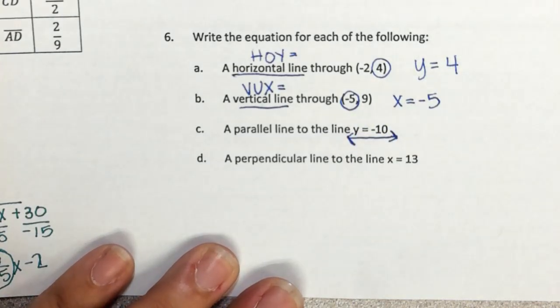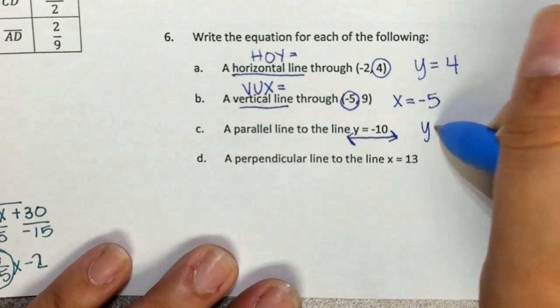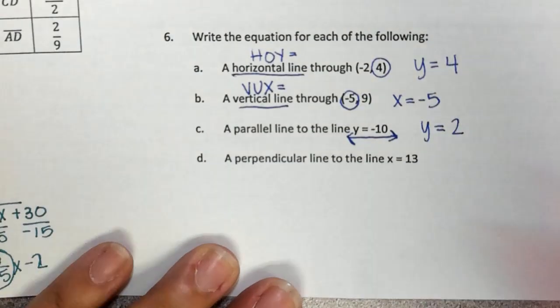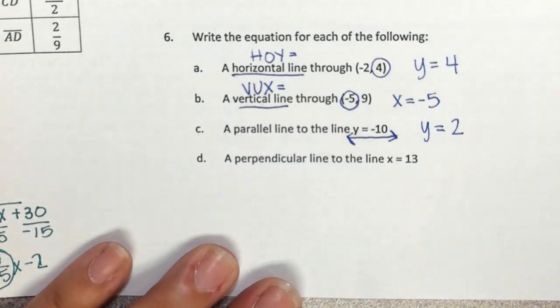What type of line would be parallel to that? Another straight horizontal line. So y equals, give me any number. 2, 5, -9, -8, 10, 15. Any number. It just needs to be y equals.